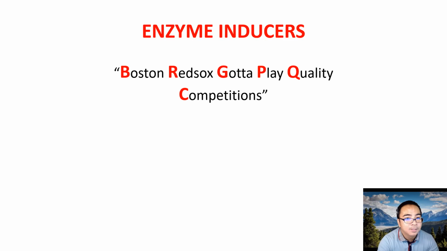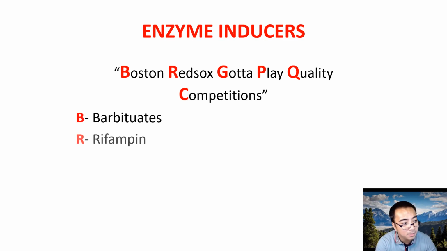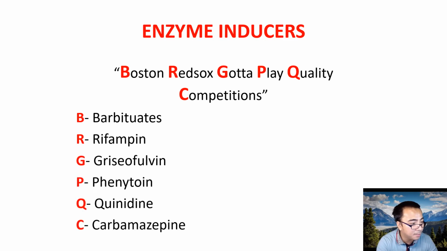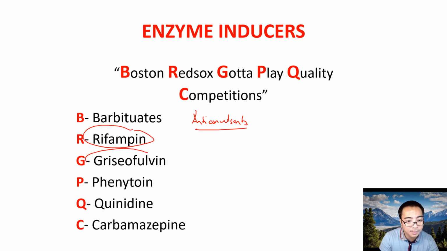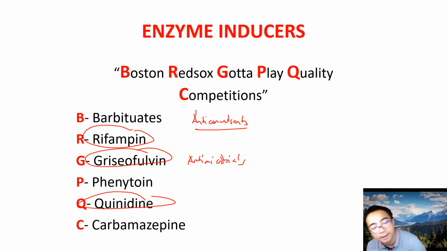Right? So, examples of enzyme inducers, class, you have the mnemonic Boston Red Sox got to play quality competition. So, that's barbiturates, rifampin, griseofulvin, phenytoin, quinidine, carbamazepine. One thing you'll notice, class, most of these are anticonvulsants. With the exception, of course, of rifampin, griseofulvin, and quinidine, which are antimicrobials. So, rifampin is an antibiotic, griseofulvin is an antifungal, quinidine is an antimalarial.